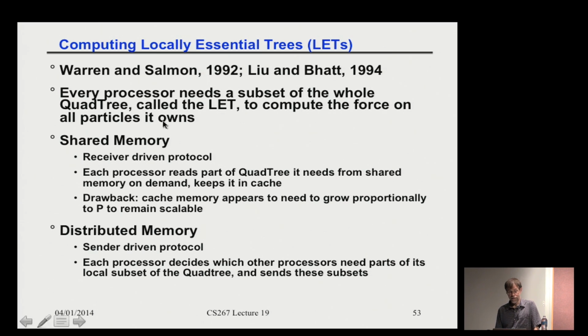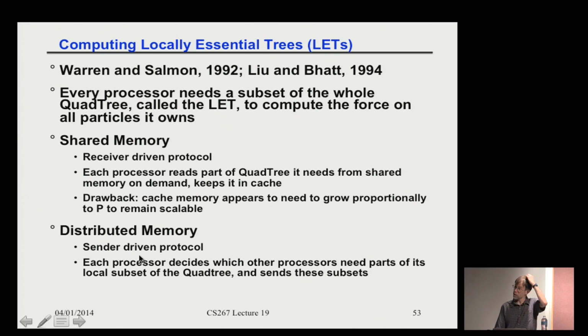Everything's done in shared memory first. And there, the idea was very simple. I mean, the cache will do it for you. You just touch the tree. The first time you touch it, it's going to have to go to somebody else's memory, and it'll bring it into your cache. The next time you need it, it'll be there. This is what caches are supposed to do. The trouble with that is that it worked for a while, but it didn't scale all that well because the cache memory just kept having to grow and grow as you tried to increase the number of processors. After a while, it ran out of scalability, and it wouldn't work on big distributed memory machines anyway.